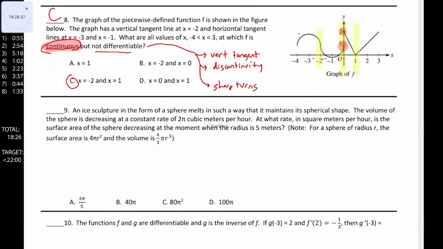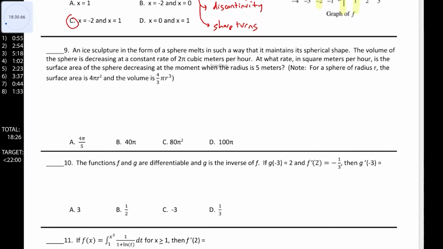Number 9 says an ice sculpture in the form of a sphere melts in a way that maintains its spherical shape. I can already tell this is going to be a related rates problem, so I'm just going to make a little note that this is a related rates problem. Okay, we've got a sphere, which I'm not going to draw super well. This is pretty much how I draw spheres. It's got a radius, we'll just call that r, and here's my drawing of a sphere. Looks a little messy, but it'll get the job done.